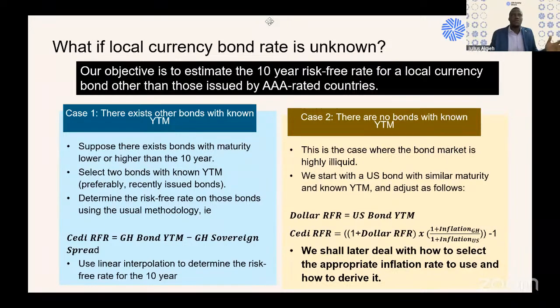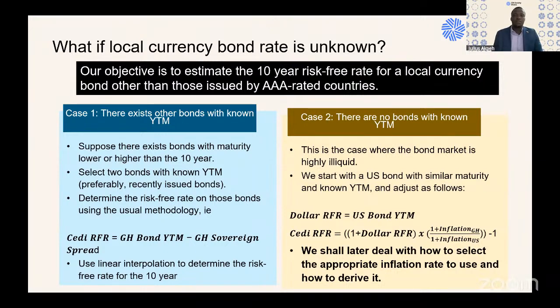Linear interpolation, in other words, if I know a 5-year bond yield is this, and I know the 15-year yield is this, then what will be the 10-year yield? I can just draw a line to join them, and then allocate the 10-year equivalent, and then I'm fine, right? That's one thing I can do. Now, once you do that, you get an approximation for the 10-year.